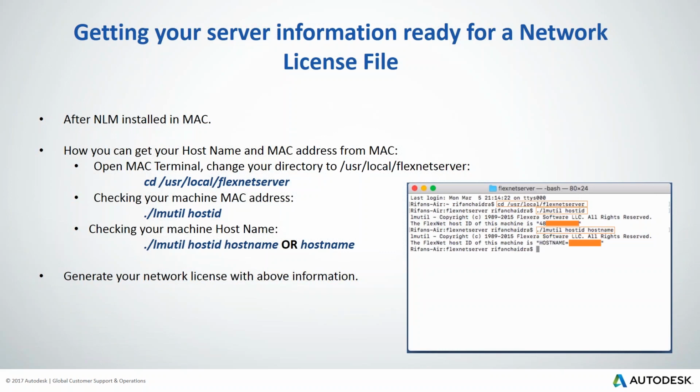For your machine host name, here's the command: lmutil hostid hostname, or you can just simply type hostname as well. Just press enter, and you should be able to see the hostname there. Once you have gotten the hostname and MAC address, you can keep your terminal open for the server configurations later. You can log into your Autodesk account from a contract manager and generate your license file based on this information. If you're having issues generating the network license file from your account, you can always forward us the same information at Autodesk support, and we can get our registration and activation team to help you instead.